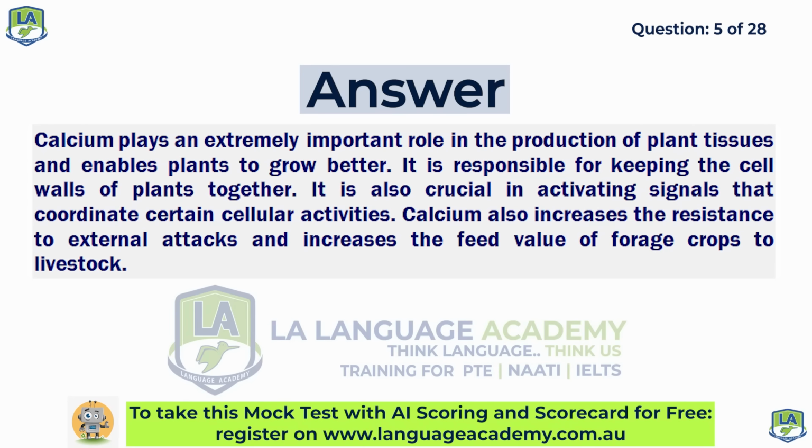Calcium plays an extremely important role in the production of plant tissues and enables plants to grow better. It is responsible for keeping the cell walls of plants together. It is also crucial in activating signals that coordinate certain cellular activities. Calcium also increases the resistance to external attacks and increases the feed value of forage crops to livestock.